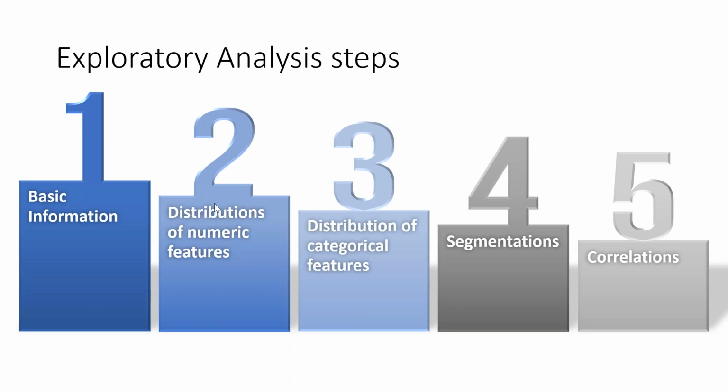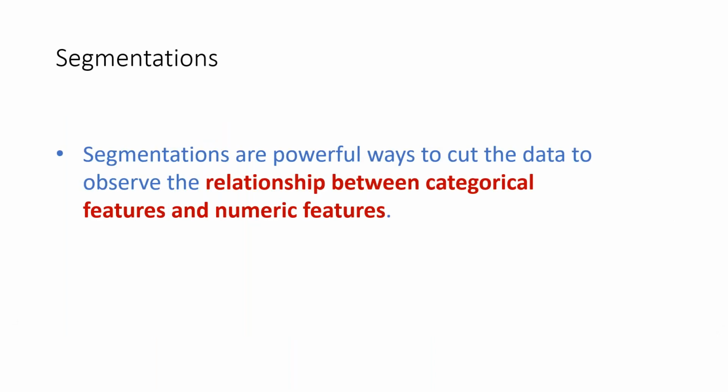We explored in the previous session distributions of numeric features in our data set. Then we explored distributions of categorical features. Today we will look at segmentations, and after that we will look at correlation analysis. 2 steps we will do today, so that our first major step will be completed today. Segmentations are a very powerful way to cut the data to observe the relationship between categorical features and numeric features.